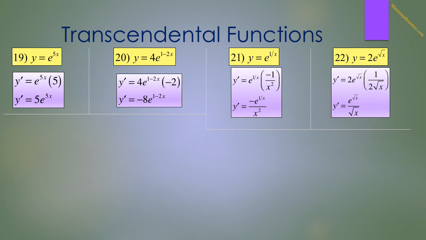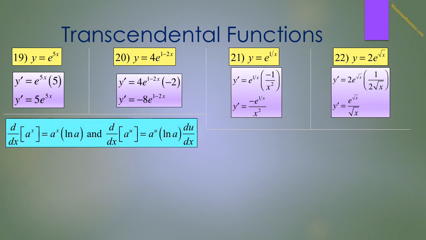And finally, 22, y equals 2e to the square root of x. The derivative is 2e to the square root of x times the derivative of the square root of x, which is 1 over 2 square root of x. The 2's cancel. Final answer, e to the square root of x over the square root of x.